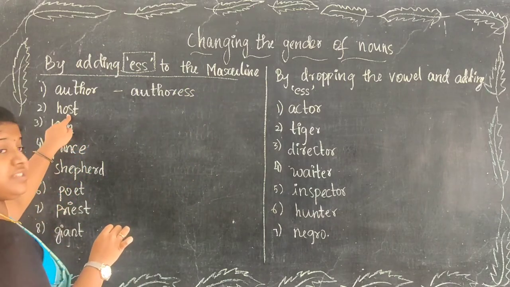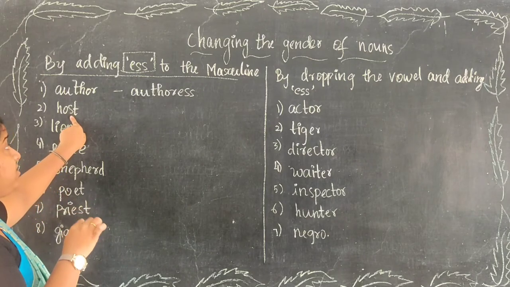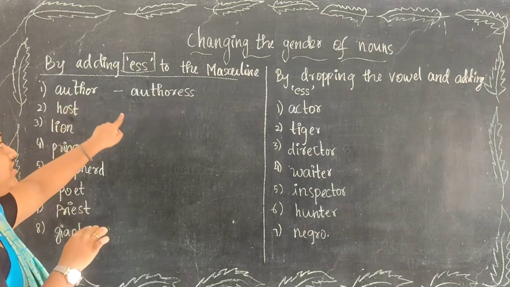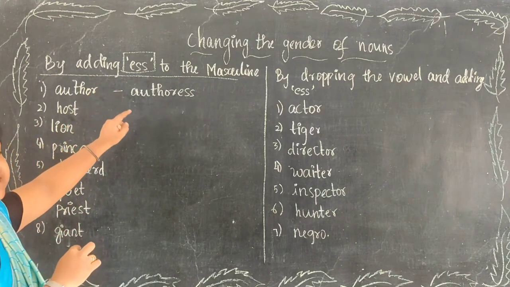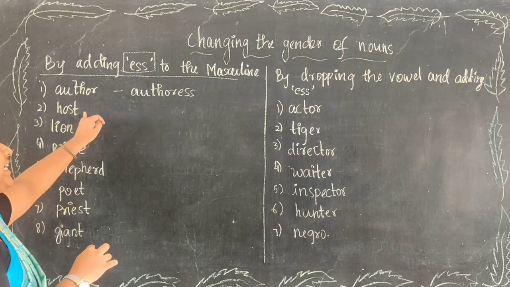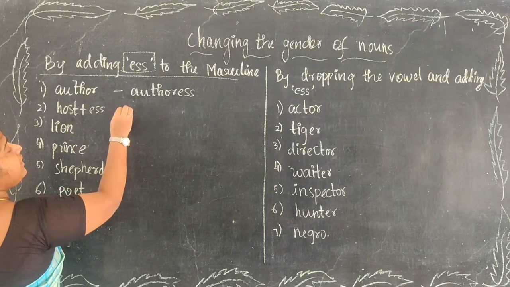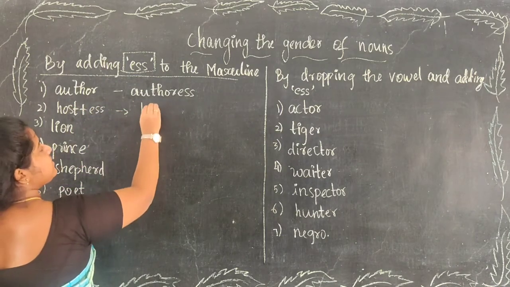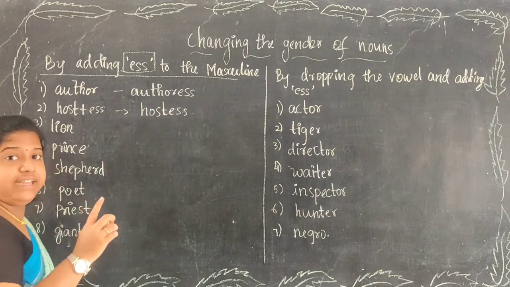See here, host. The word which is in a masculine gender. Now we are going to change it to a feminine gender. How can we change? Yes, we have to add ESS to the masculine gender. ESS is put at the back. It changes into hostess. Okay. Are you clear with this?